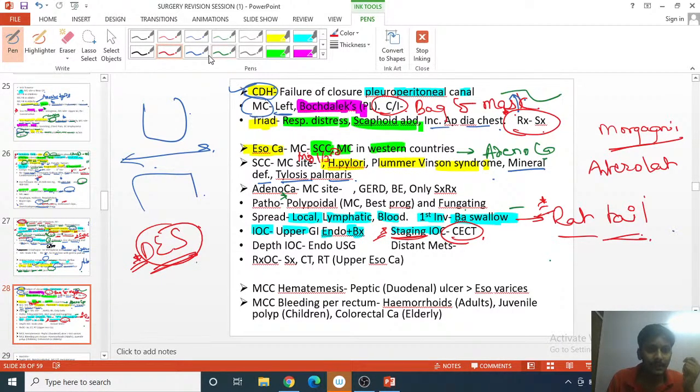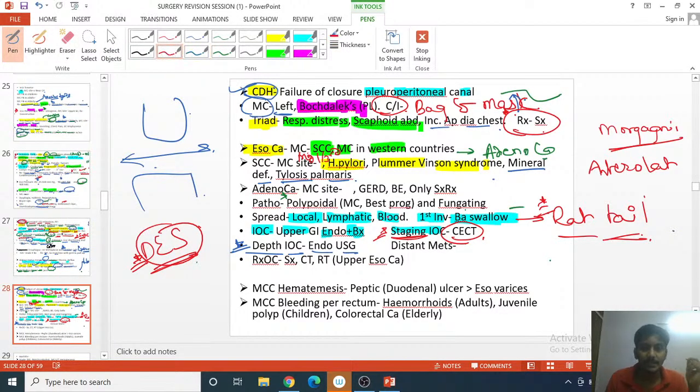And अगर depth assess करने के लिए पूछा गया कि how much deep it has invaded, so depth assess करने के लिए investigation of choice would be your endoscopic ultrasound. ठीक है, endoscopic ultrasound करोगे. For depth endoscopic ultrasound. Staging CECT. Investigation of choice endoscopy plus biopsy. First investigation barium swallow. Please remember.